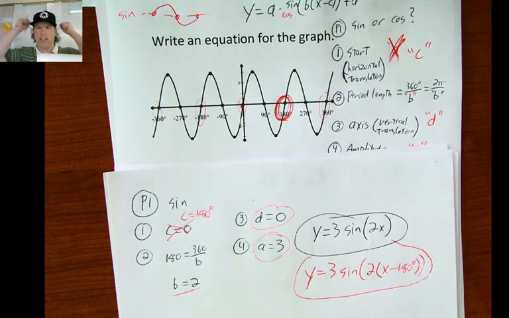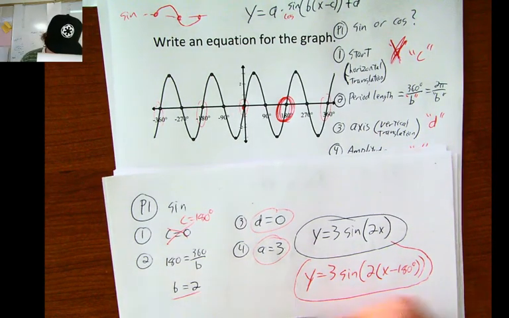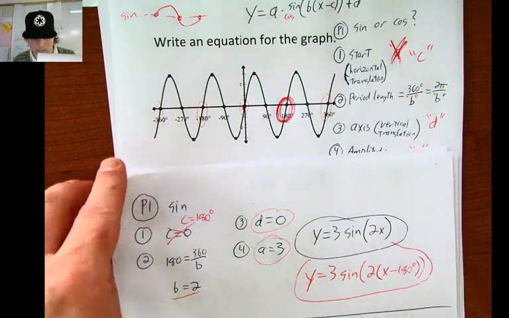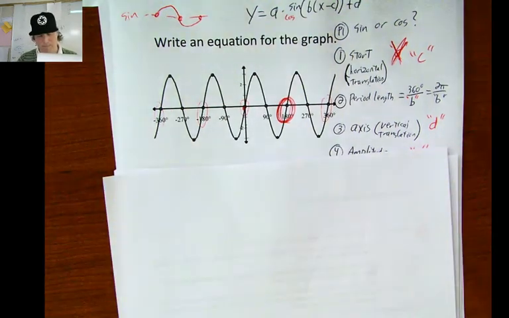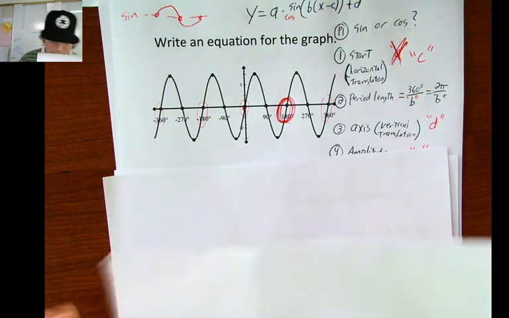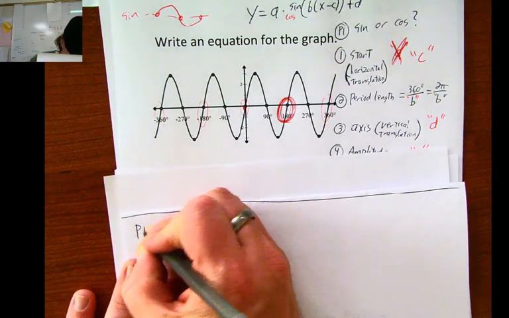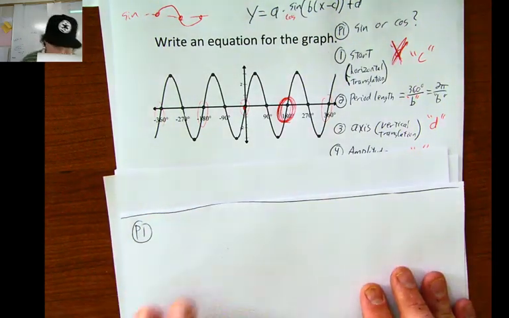Now wait, what if you don't like doing sine? What if you're like, I demand to do a cosine graph? Well, let's do this problem using cosine then. I'm just going to fold this over. So, part 1, sine or cosine? I choose cosine.